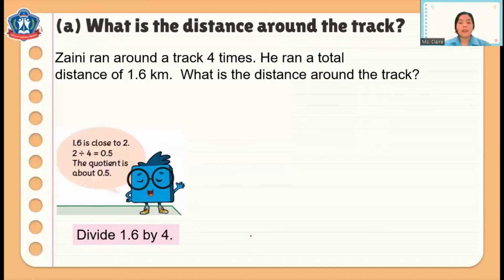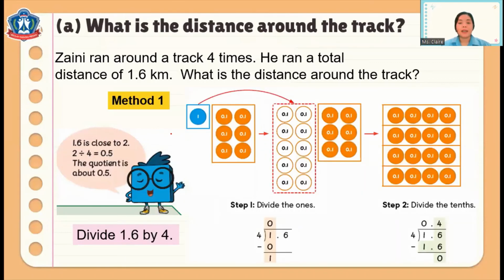Divide 1.6 by 4. Okay, it will look like this. 1 cannot be divided by 4, so we use 0. 0 times 4 is 0. So we have a remainder of 1. Don't forget the decimal point here. You also bring it up. Then you bring down the 6. So we have 16. 16 divided by 4 is 4. Don't forget the decimal point here. 4 times 4 is 16 and that is 0. Therefore, our answer is 0.4.